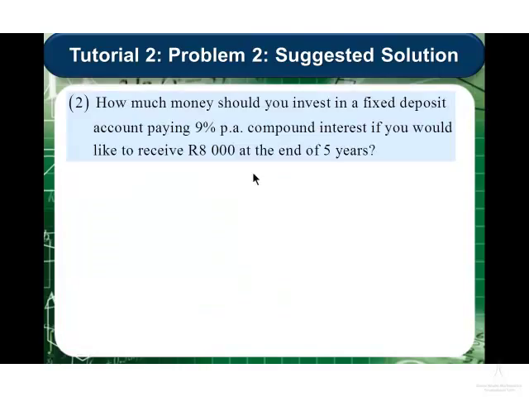In problem 2 of tutorial 2, we have to answer the question, how much money should you invest in a fixed deposit account paying 8% per annum compound interest if you would like to receive 8,000 Rand at the end of 5 years? Now it's clear that in this case this straightforward compound interest formula would apply.